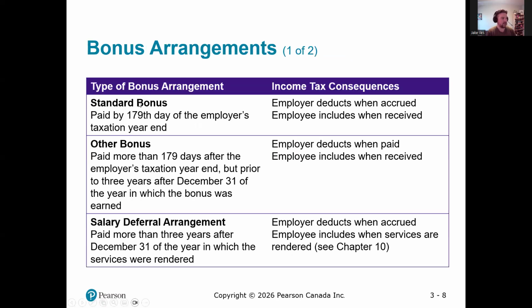So here we go. A standard bonus, you can declare it. The employer deducts it when accrued, and the employee includes when received as long as it's paid within 180 days. So 179 or less. The other bonus is something that's paid over that deadline. The employer deducts when paid, the employee includes when received. So we waited too long, so we lost that standard arrangement. Now it's waiting to see when the bonus actually gets paid out. And the salary deferral is employer deducts when accrued, employee includes when service is rendered, but the payment is not going to be made for 3 years.